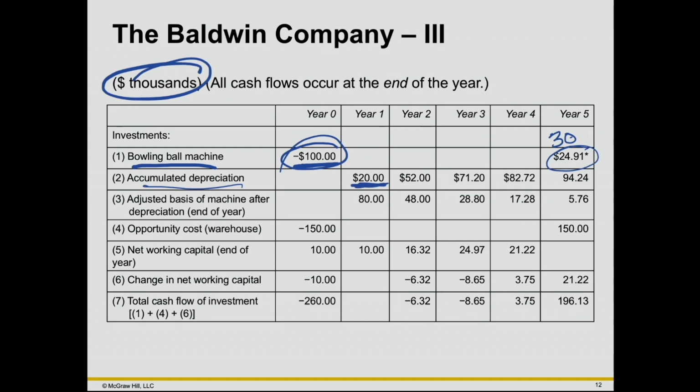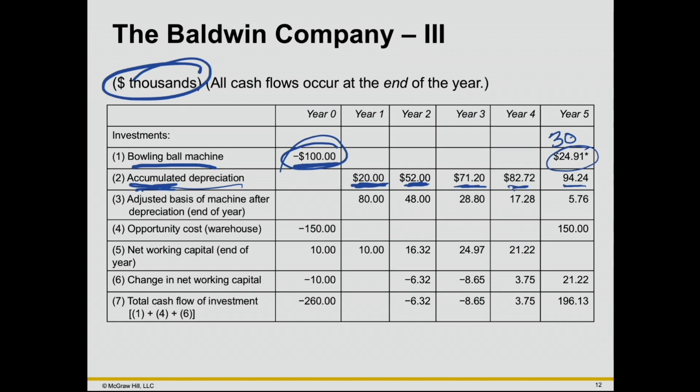So the first year is $20,000. The second year we depreciate another 32,000. So this is cumulative, accumulated. So that was an extra 32,000 there. And then here is an extra 19.2. All right, and so on. So it comes up to an accumulated depreciation of 94,240. So we actually end the project before we've fully depreciated the bowling ball machine.